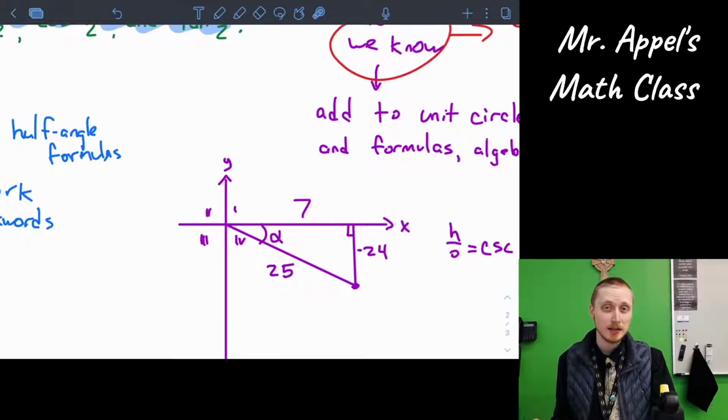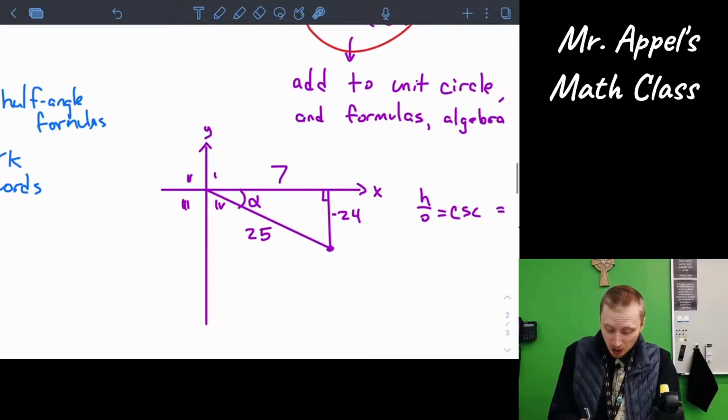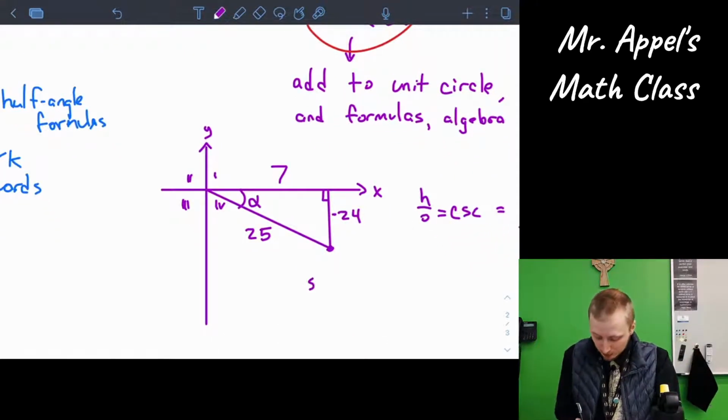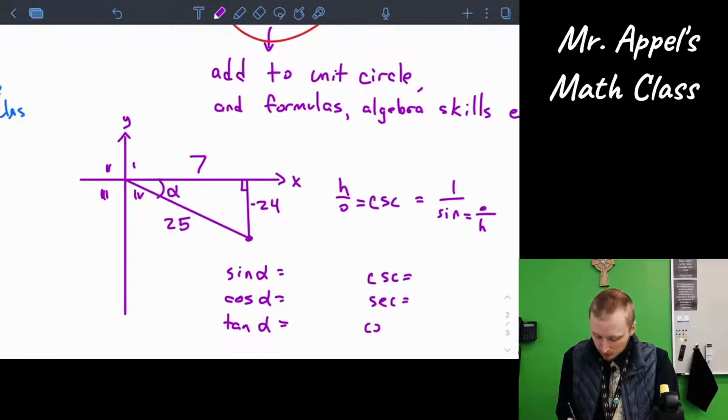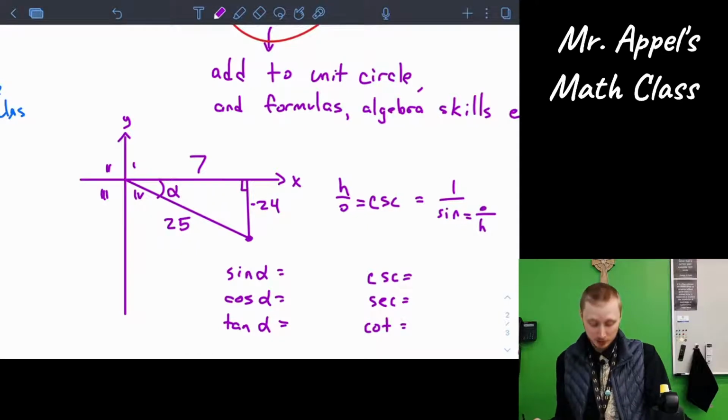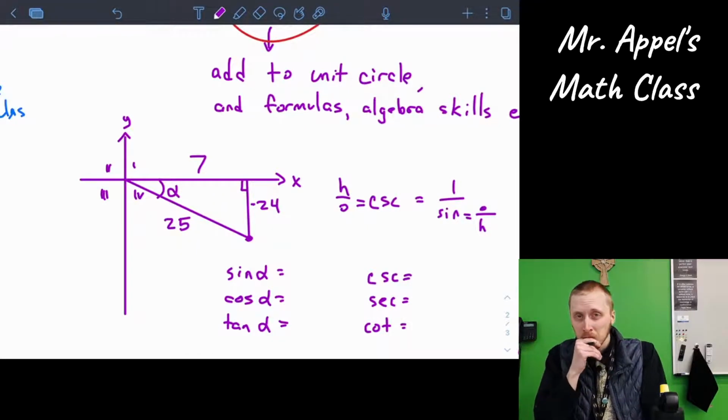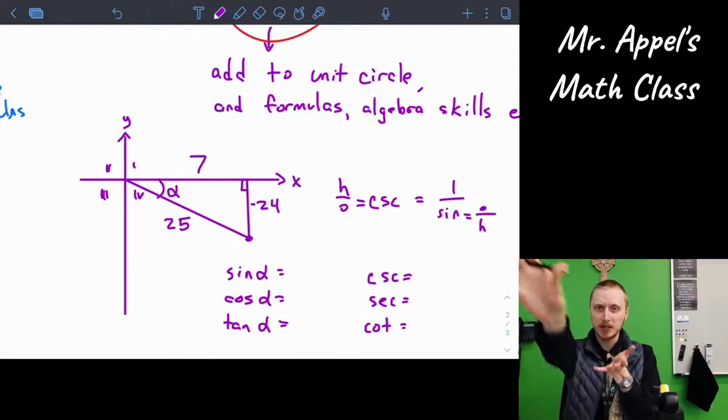Now I have 3 sides. If I have 3 sides of a triangle, I can write down all 3 trig ratios, right? I can write sine of alpha. I can write cosine of alpha. I can write tangent of alpha. We can do one better. We can go all 6, right? We can write cosecant, secant, and cotangent, right? We could do that, yes? You can see the path forward. That's where it's going to go.